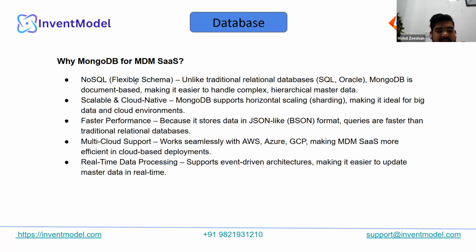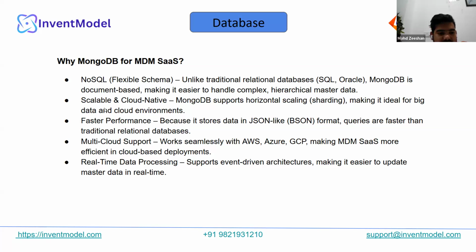NoSQL, flexible schema. Unlike traditional relational databases like SQL and Oracle, MongoDB is document based. Data is stored in a document-based structure, making it easier to handle complex hierarchical master data.